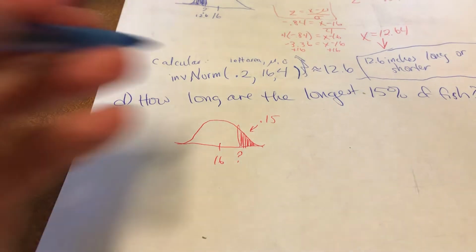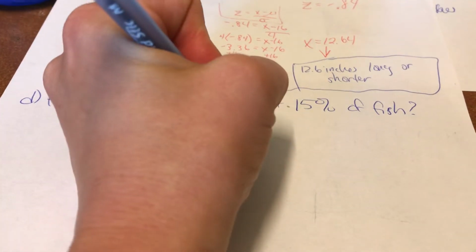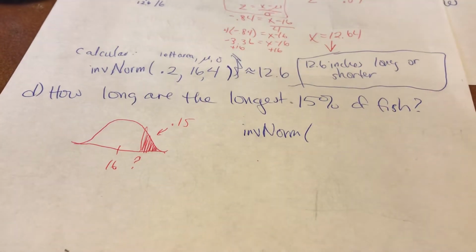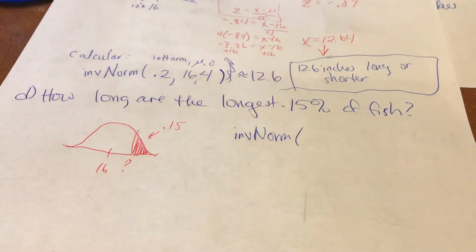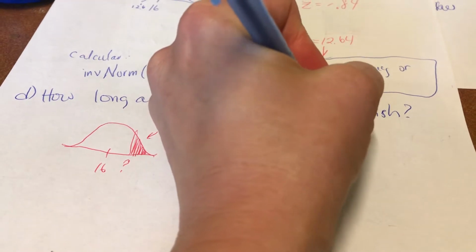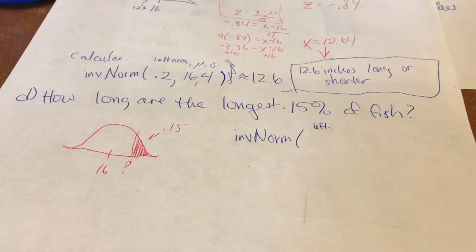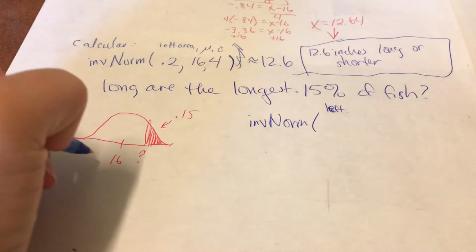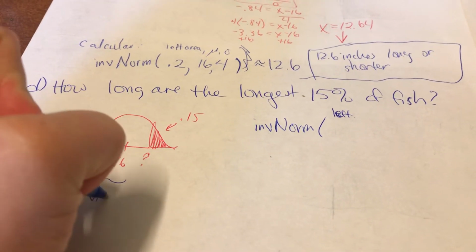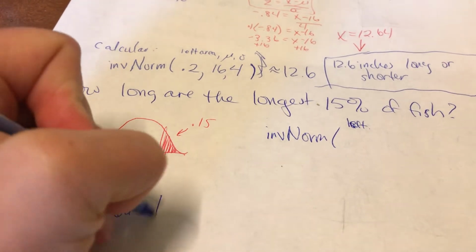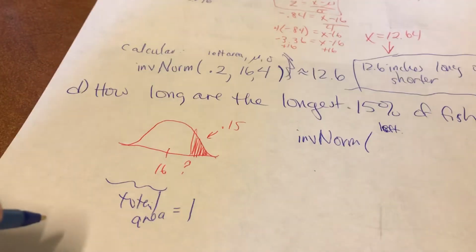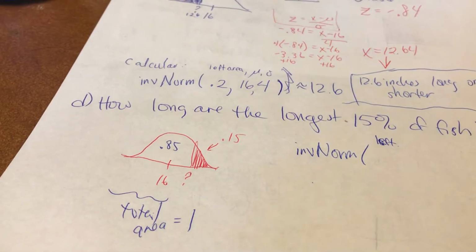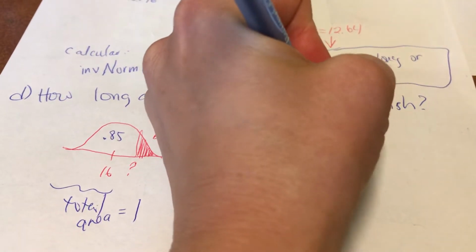So doing this on our calculator, we do inv norm because we're going backwards. I gave you the percent, I'm looking for the cutoff. Now remember, this number is always your left area. That doesn't say 6 feet, that says left. Well, if the total area is 1, and this side is 0.15, we can subtract and get that the left area has to be 0.85, and that's what we're going to give to our calculator.